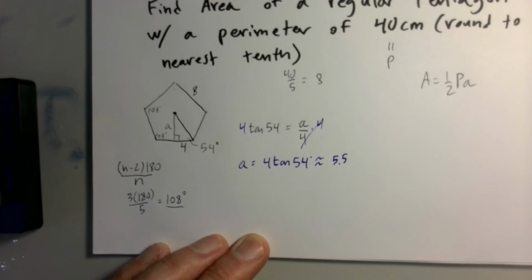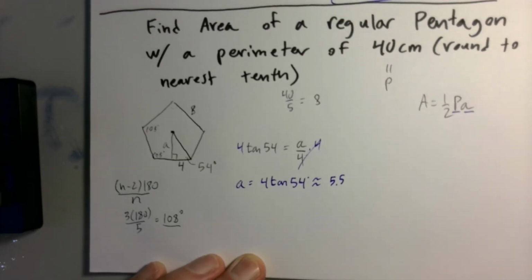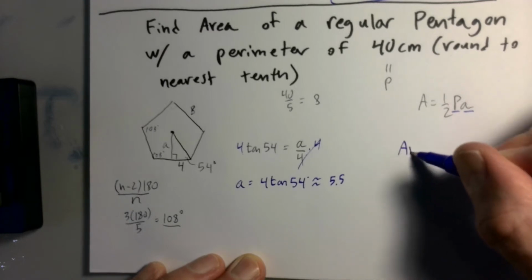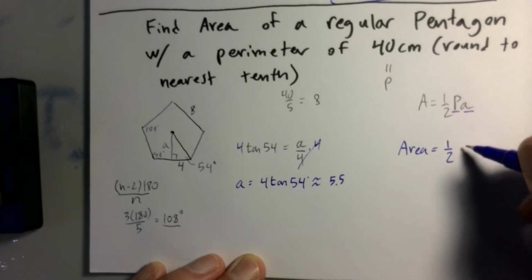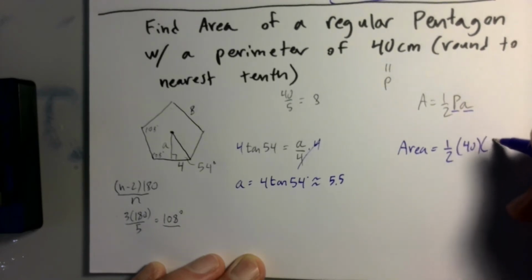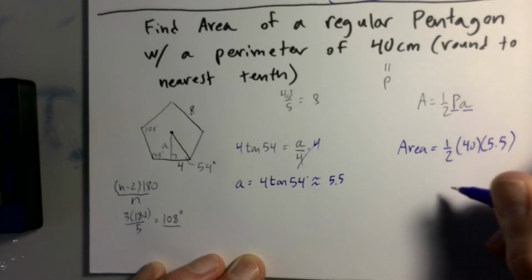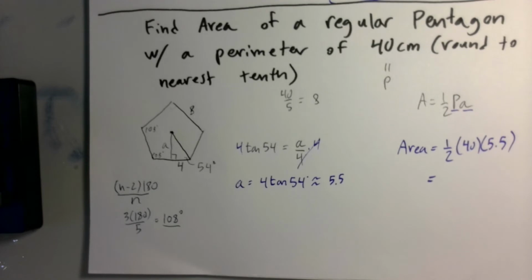Alright, well, now I have everything I need. They gave me the perimeter. I just found the apothem. Plug it in, see what I get. Area for my regular pentagon is going to be 1/2 of 40, which was my perimeter, and apothem is 5.5. So that's 20 times 5.5.